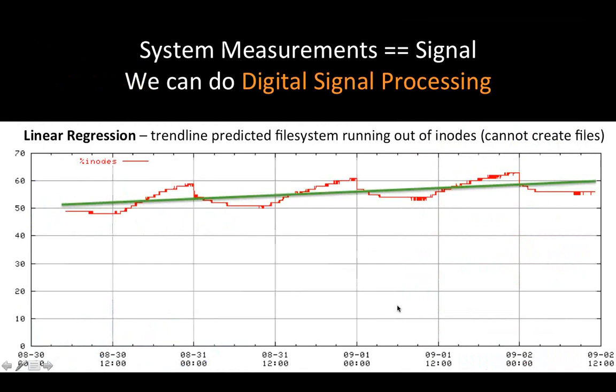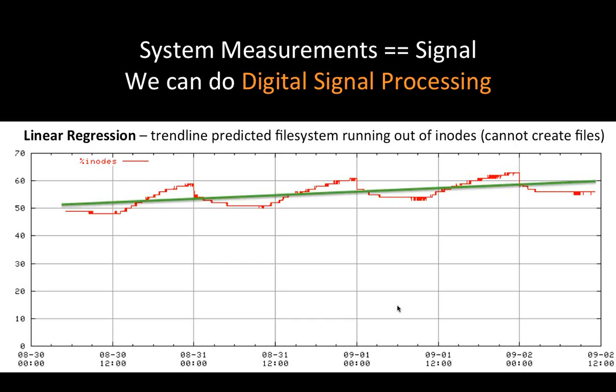And then, interestingly, as we are measuring changes in values over time, that is basically a signal. So our system measurements are producing a signal. Because it's a signal, we can do digital signal processing. One of the ways is linear regression. It sounds complicated, but it's just a trend line.